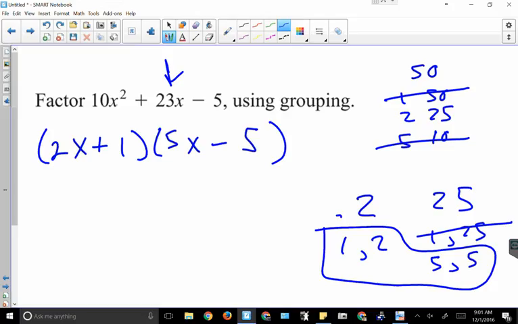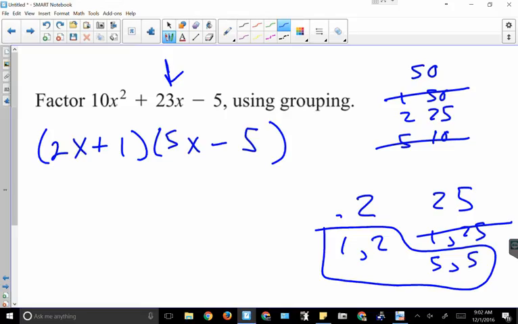If I take 2x times 5x, what do I get? 10x squared. That works. If I take 1 times negative 5, gets me that. Will I get the middle term if I use this setup? And the answer is no, because 2x times 5 and 1 times 5 isn't going to get me to 23.